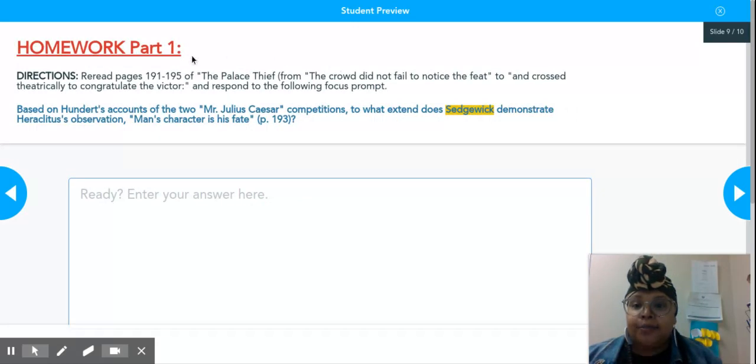Then I want you to reread pages 191 to 195, from "The crowd did not fail to notice the feat," and you will end at "and cross theatrically to congratulate the victor." And you're going to respond to a similar writing prompt as your quick write, except you're going to focus on Sedgwick. How does Sedgwick demonstrate the quote, "Man's character is his fate"? And you will type that response here. That is part one of your homework.